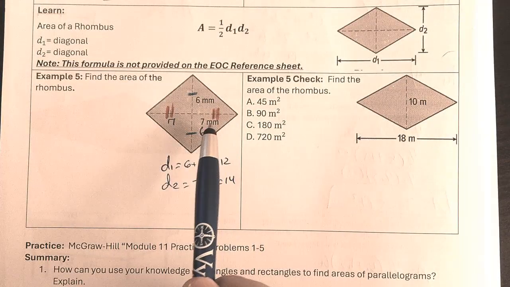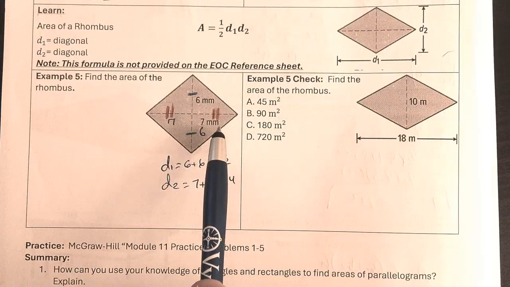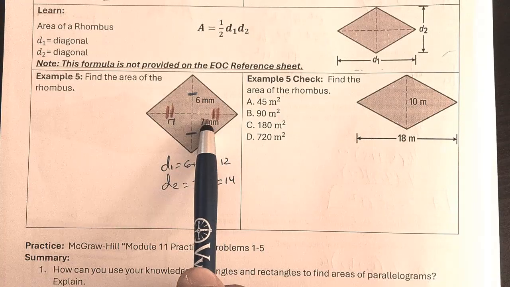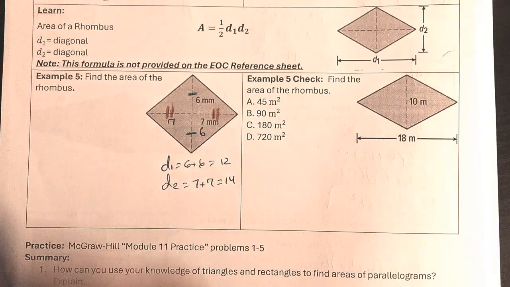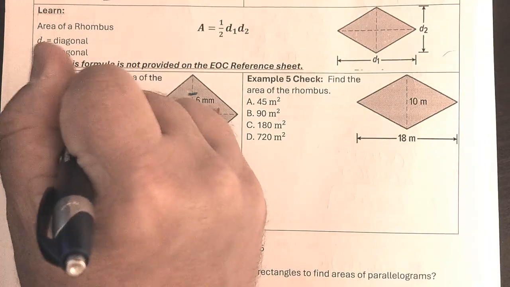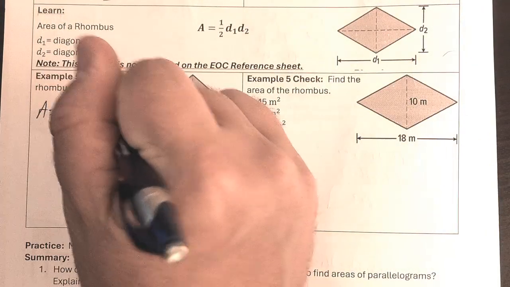People get in the habit and they were like, well, we're doing half, so why don't we just do that? No, just 7 plus 7, that's the whole diagonal. 6 plus 6, that's the whole thing. So we go up here and we do area, 1/2, diagonal 1 times diagonal 2.